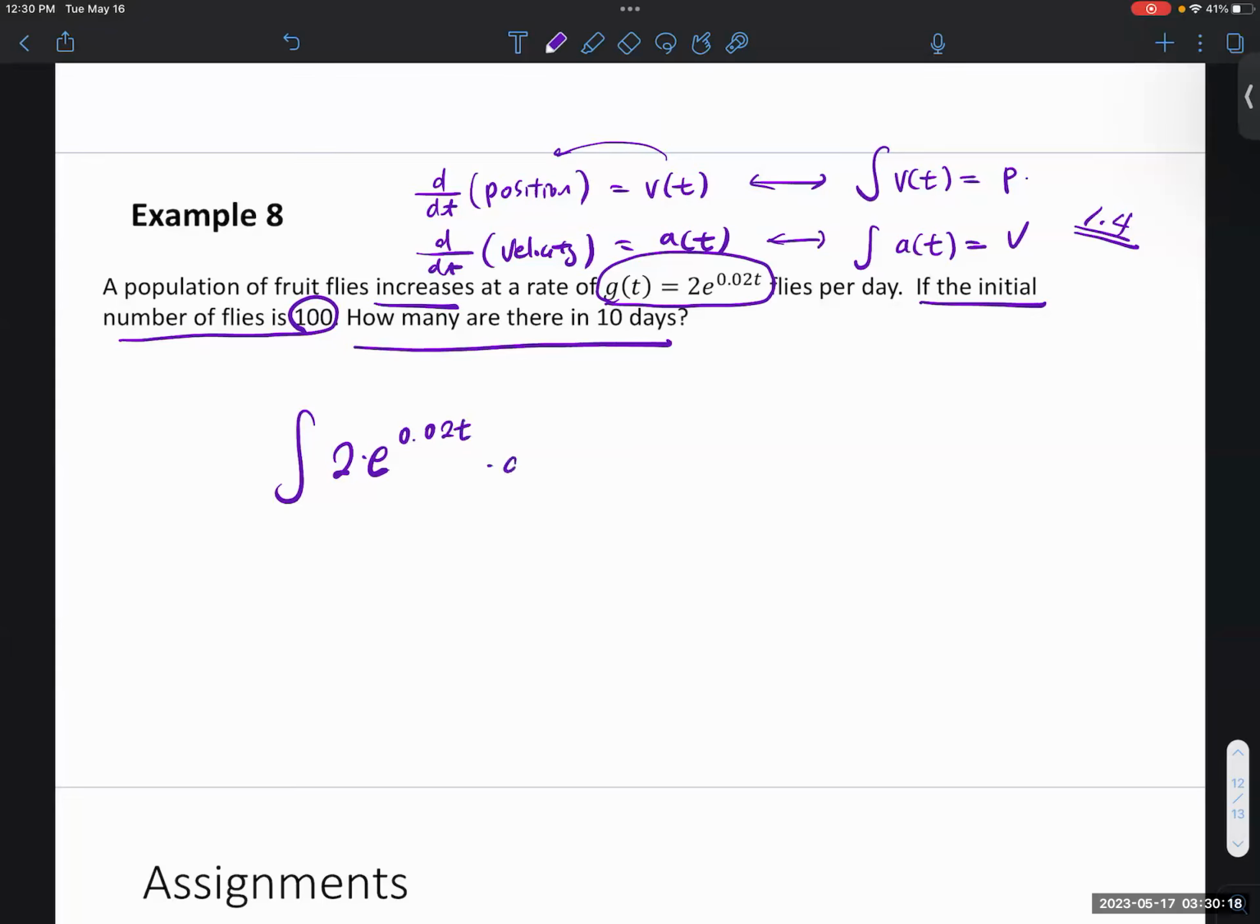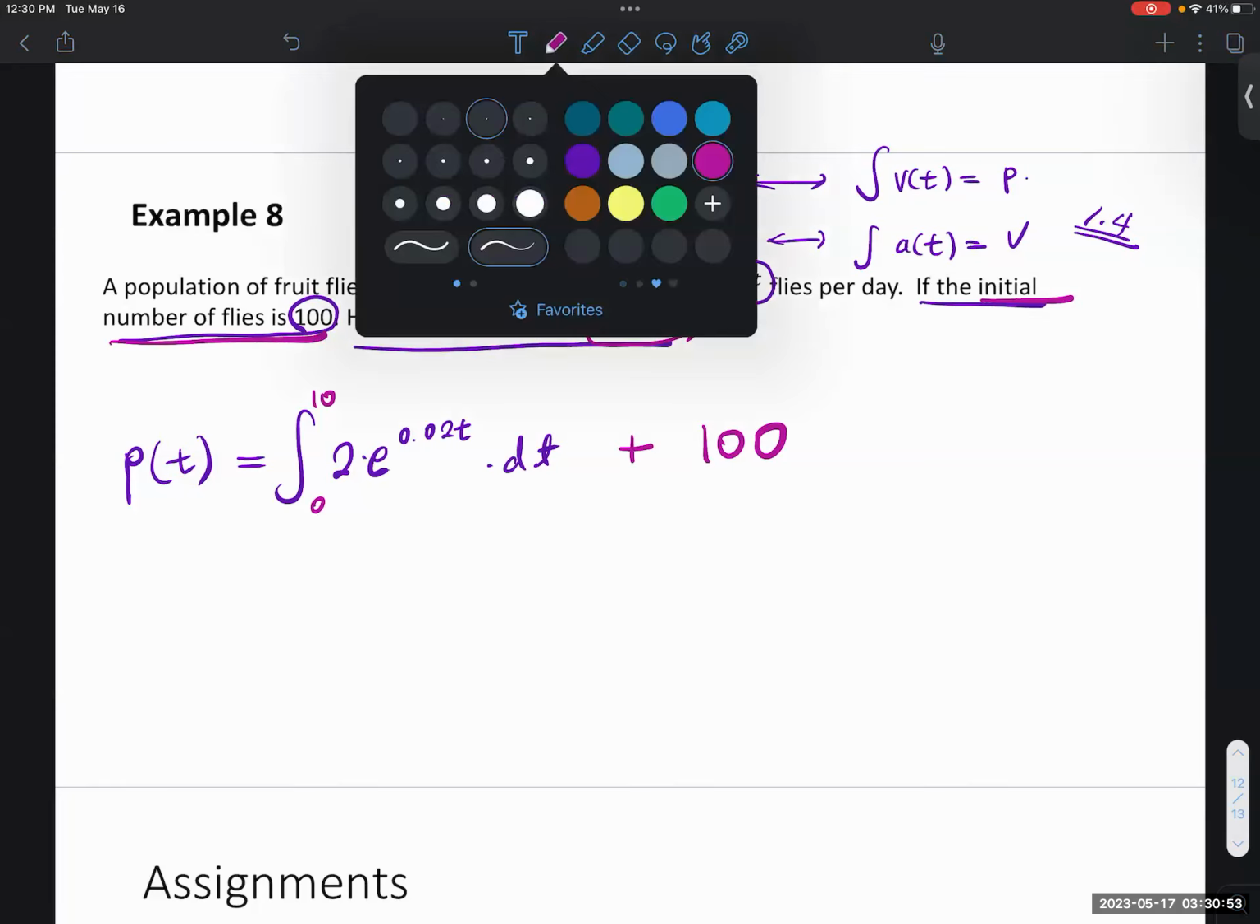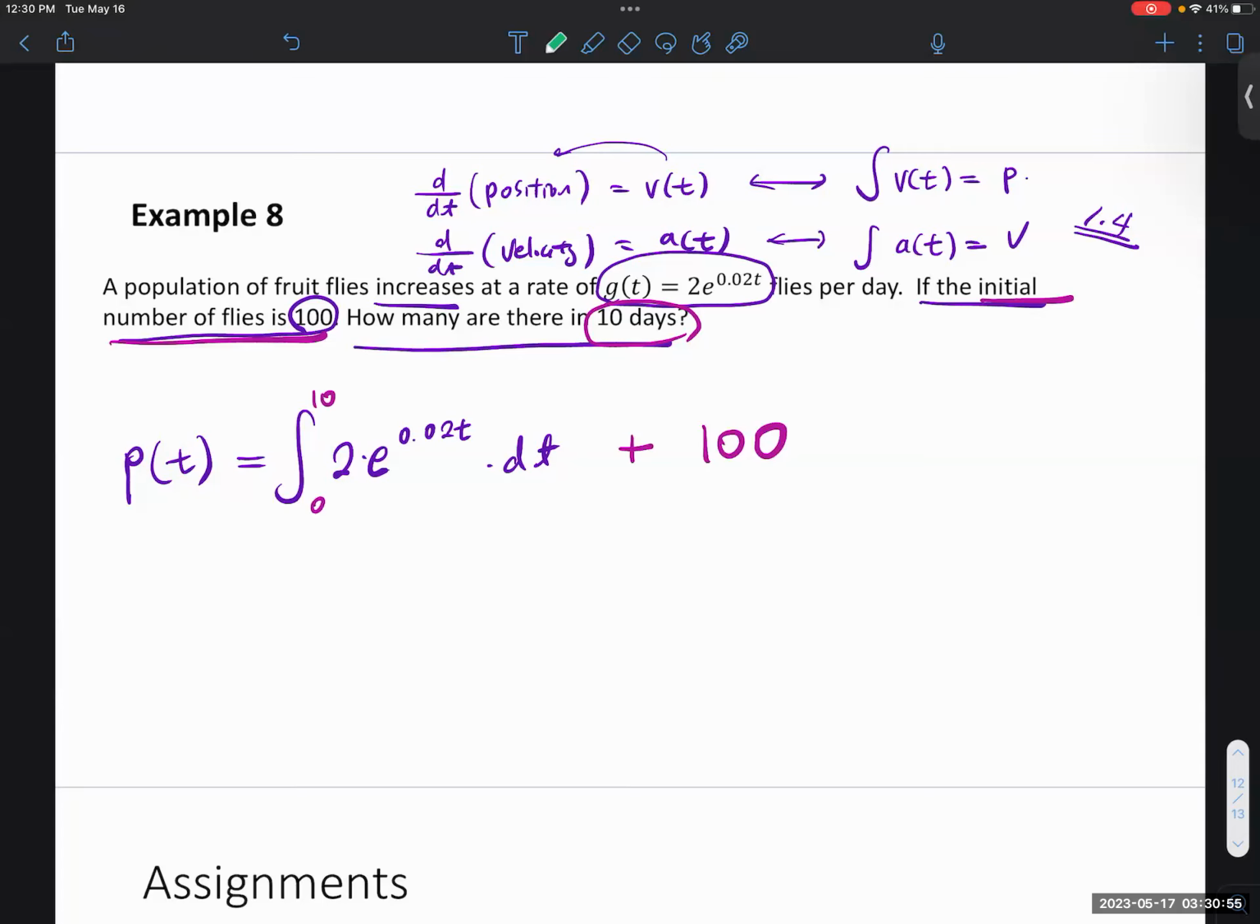If you take the integral, you will get back the original position function. So the position, in this context, means the number of flies changing over time. Correct? So if you take the integral, you will get back the original number of flies that are changing. But here, especially, they say in 10 days, from 0 to 10, plus there was an initial 100. So that's something you need to set up. This is a very, very good question. You can convert it.